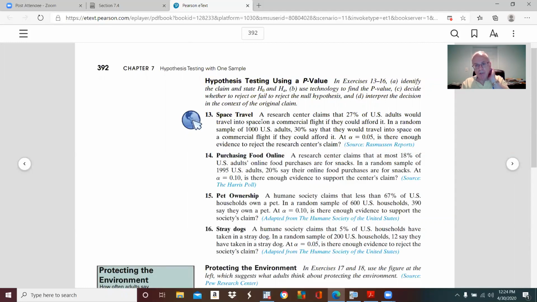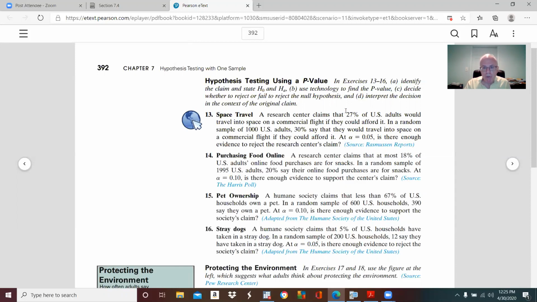A research center claims that 27% of US adults would travel into space on a commercial flight if they could afford it. So the claim is that 27%. This means equal to 27%. This is the null hypothesis, equal to 27%, as opposed to the alternative, which would be not equal to. So the wording here tells me equal to is the claim, and it's in the null hypothesis. In a random sample of 1,000 US adults, so n is equal to 1,000, 30% say they would travel into space on a commercial flight if they could afford it. So 0.30 is going to be our sample proportion.